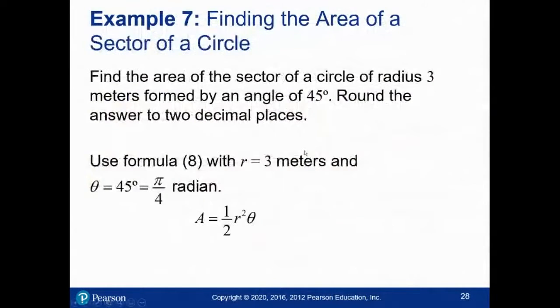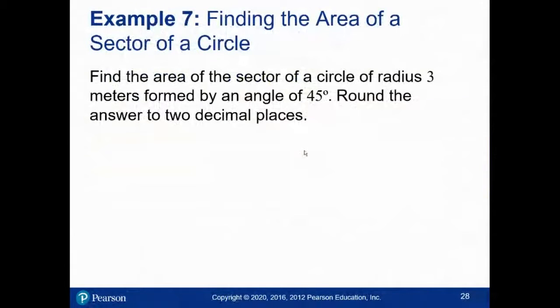Let's actually do another example. All right. So let's suppose the radius is unknown. Okay. The angle isn't 45 degrees. It's 28 degrees. And the area is known to be exactly 4 square units. What's the radius?